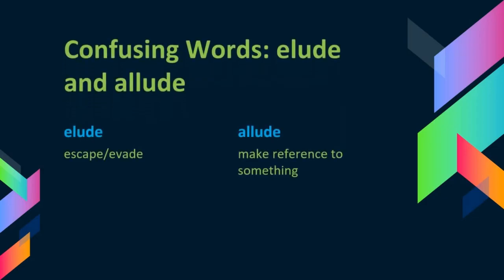Now let's look at the confusing words elude and allude. Elude means to escape or evade. Allude means to make reference to something. These are very useful words, especially at the collegiate level, and they're important to study because sometimes people will pronounce allude as elude, so you really need to pay attention to the context.